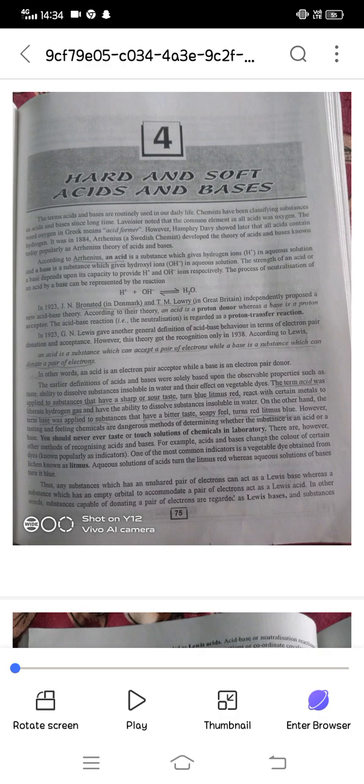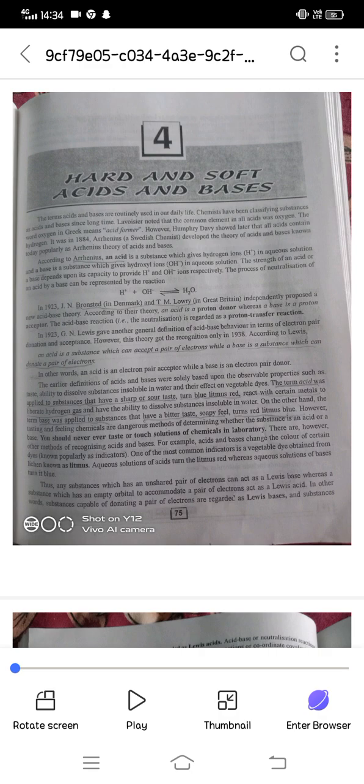In 1923, J.N. Bronsted and T.M. Lowry independently proposed a new acid-base theory. According to their theory, an acid is a proton donor, whereas a base is a proton acceptor. The acid-base reaction, i.e. the neutralization, is regarded as a proton transfer reaction.